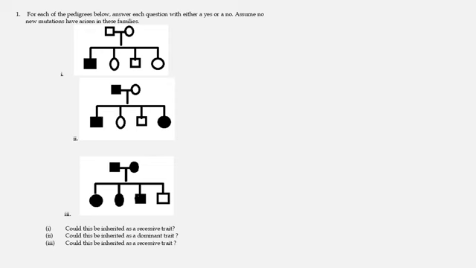Okay, so here suppose there is a pedigree chart. I've given these three simple pedigree charts, and we have to find out. First question is, could this be inherited as a recessive trait? Okay, could this be inherited? So for number one, let us study what is the pattern here. Say here these both are normal.